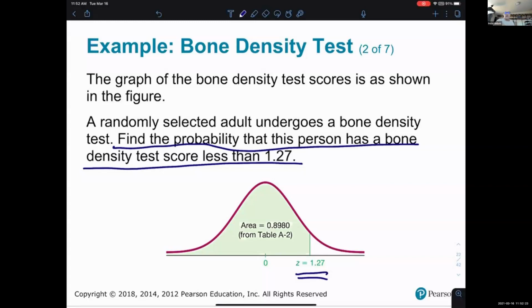When they looked up that z-score on their A2 table, they got an area of 0.898, meaning the probability of getting a bone density score of less than 1.27 is 0.898, or a little less than 90%. And instead of you getting that value from the table, we can look that up on StatCrunch. Questions, comments, discussions about this?